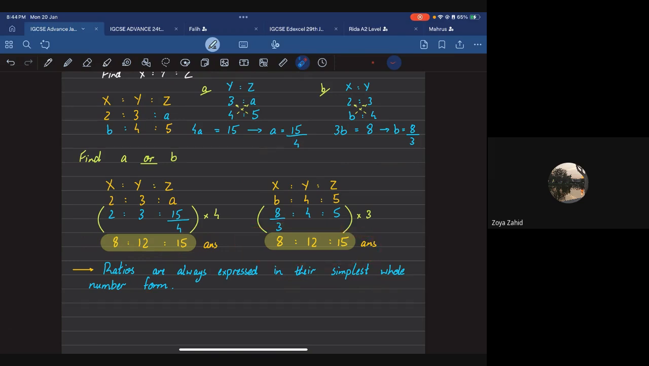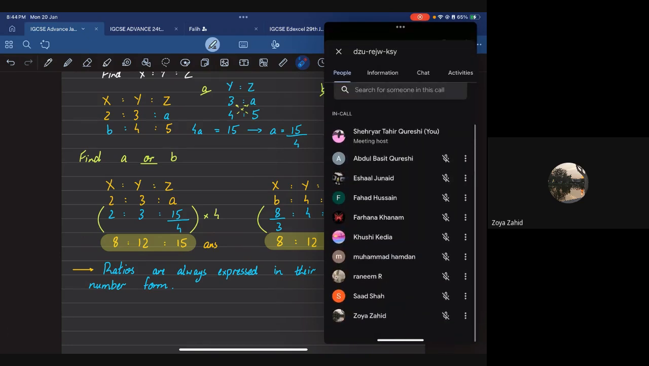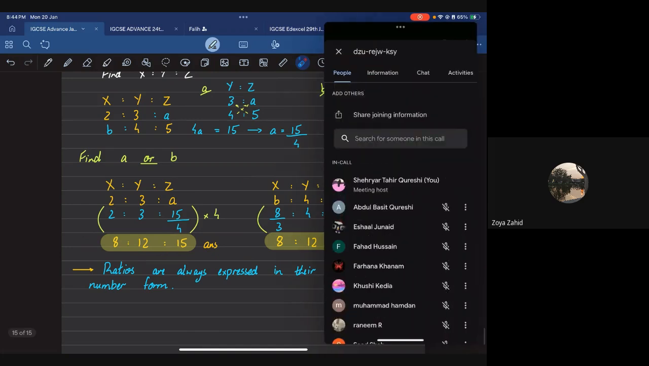Is this clear, guys? Any issues with this? Anything that anyone does not understand? Zoya, any issues with this? No, sir. All right.